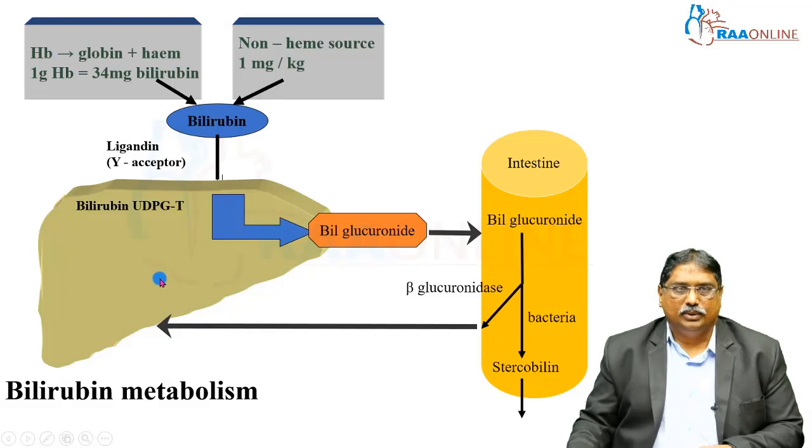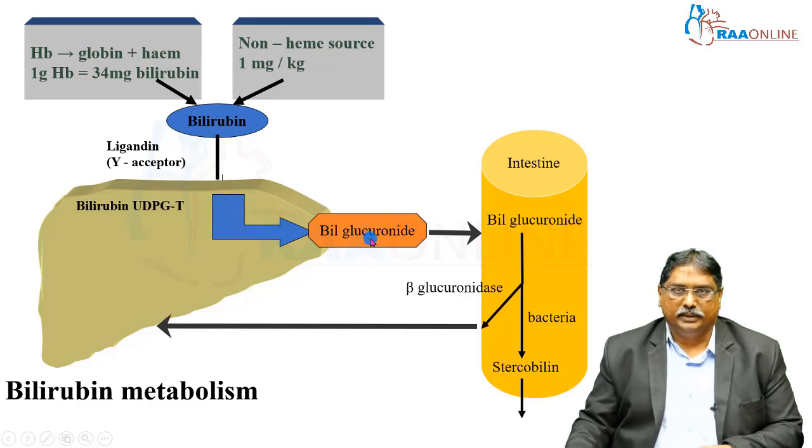Now if you go into bilirubin metabolism, why is there jaundice, how does jaundice come in neonates? Bilirubin is produced from hemoglobin, roughly 34 milligram is produced from 1 gram of hemoglobin, and from non-heme sources you get 1 milligram per kg. This bilirubin goes to the liver, where it binds to something called ligandin, which is a bilirubin acceptor, and with the use of the enzyme bilirubin uridine diphosphoglucuronide transferase, it is conjugated to become conjugated bilirubin.